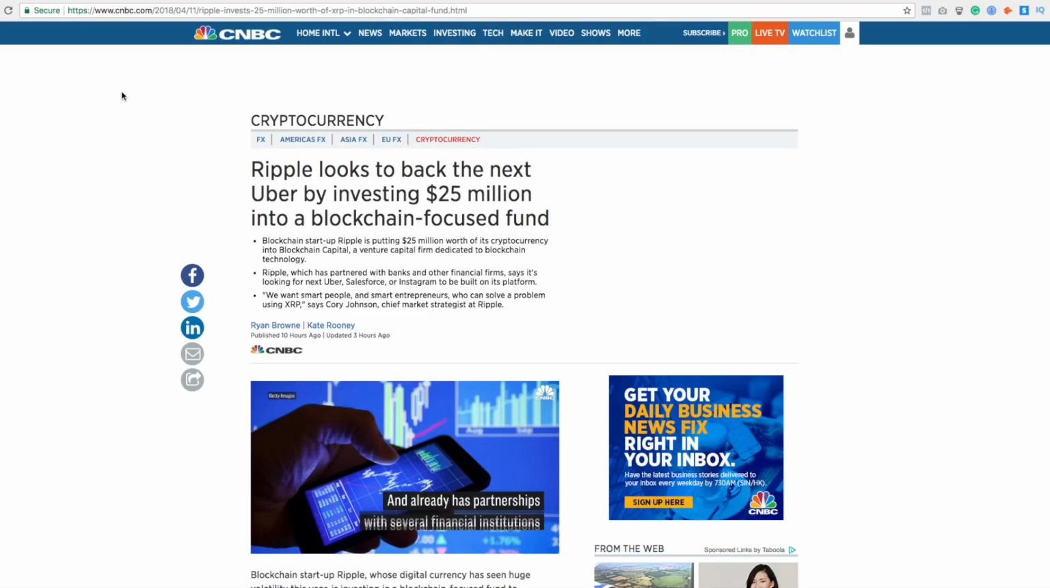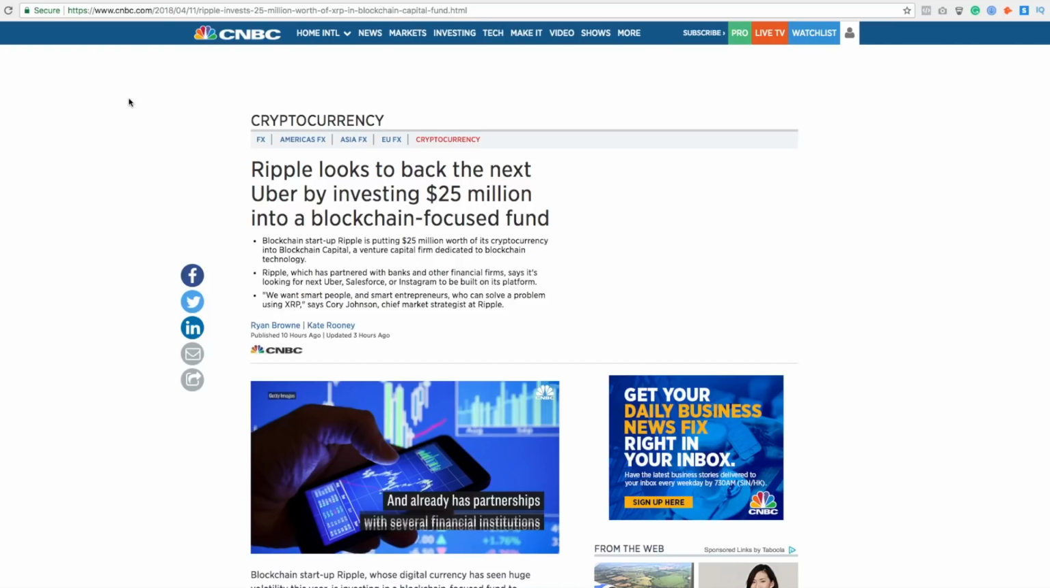Ripple is also news today. So Ripple looks to back the next Uber by investing $25 million into a blockchain-focused fund. So the blockchain startup known as Ripple is putting its money where its mouth is, putting $25 million worth of cryptocurrency into a blockchain capital, a venture capitalist firm dedicated to blockchain technology. So they're really looking for what is going to be the next Uber, the next Salesforce, the next Instagram, the next platform, which is really going to change the world.